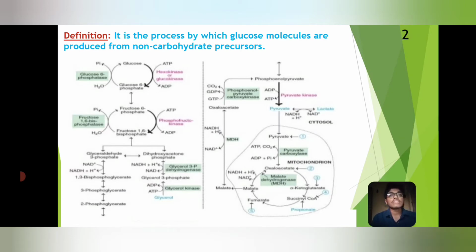Succinyl CoA is converted to fumarate. Fumarate is converted to malate. Malate is converted to oxaloacetate by the enzyme malate dehydrogenase, with the conversion of NAD plus to NADH2. Oxaloacetate is converted to phosphoenolpyruvate by the enzyme phosphoenolpyruvate carboxykinase, with the conversion of GTP to GDP, and CO2 is released. Phosphoenolpyruvate is converted to pyruvate by the enzyme pyruvate kinase, and by the conversion of ADP to ATP. This is the pathway of gluconeogenesis.